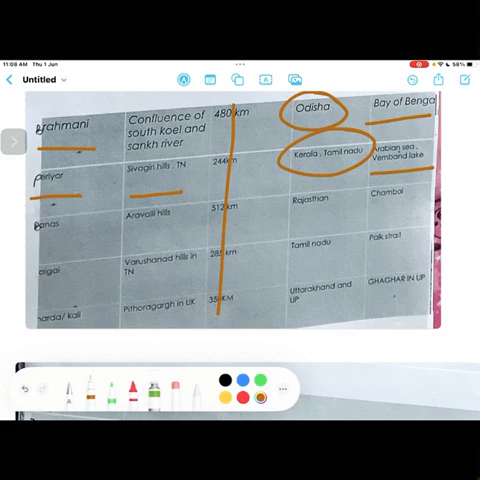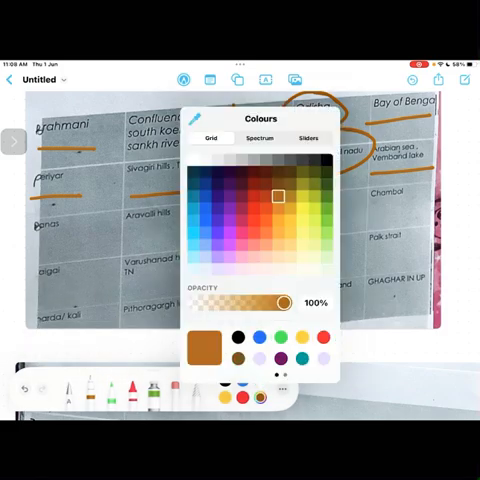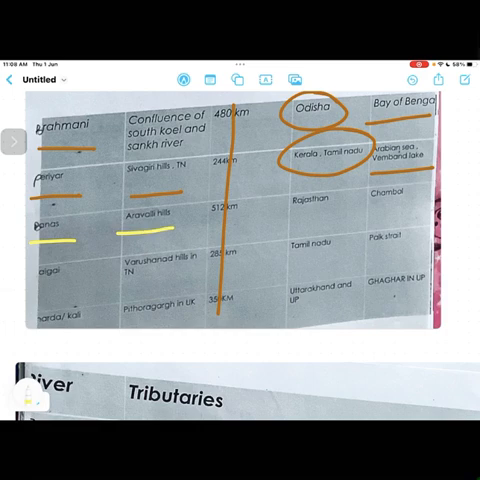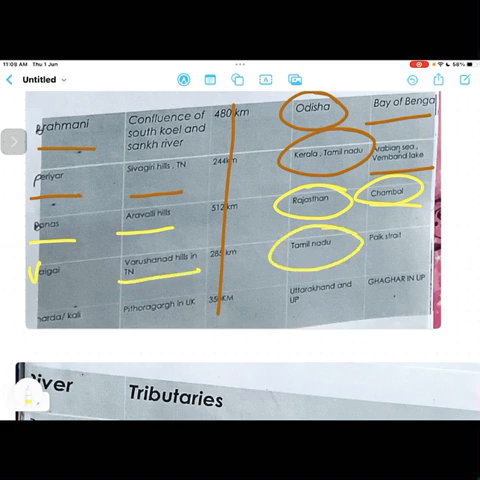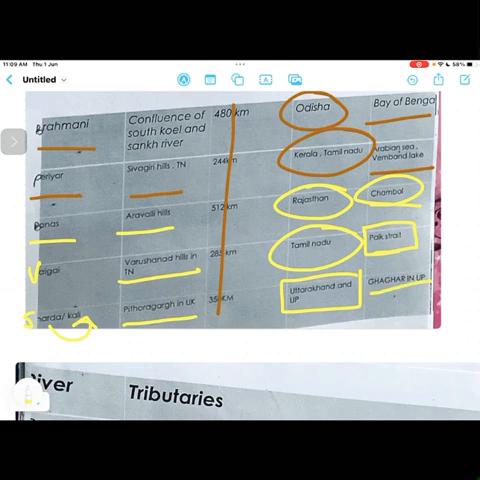Then is your Banas river. Banas river arises from the Aravalli hills, which you must know are in Rajasthan, and ends up in the Chambal river. Then it is your Vegai river. Vegai river originates from the Varushnad hills in Tamil Nadu, passes through Tamil Nadu and goes to Palk Strait. Then is your Sharda river, also known as Kali, originating from Pithoragarh in Uttarakhand, passing through Uttarakhand and UP, and it meets the Ghaghara in UP.